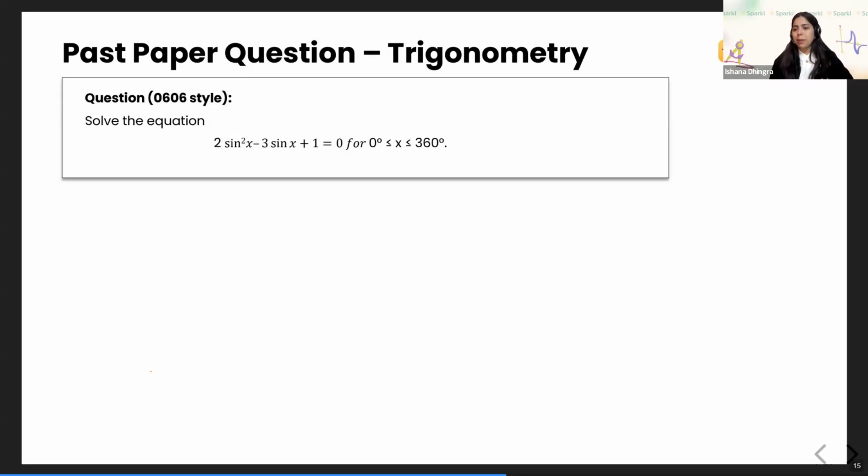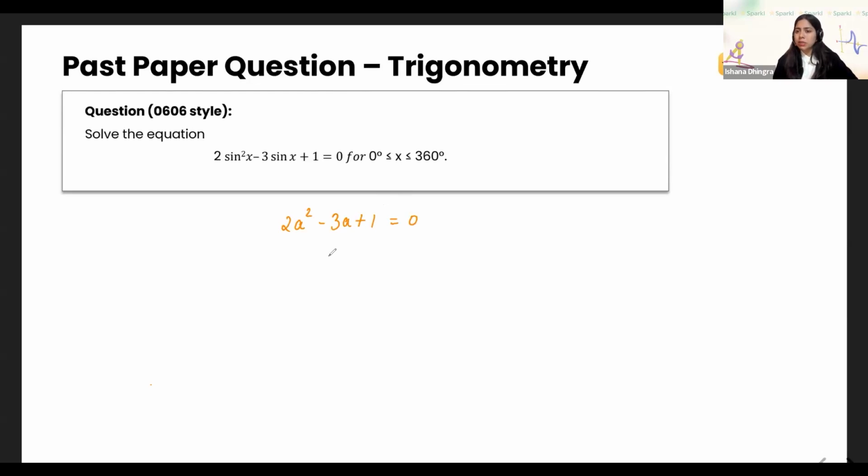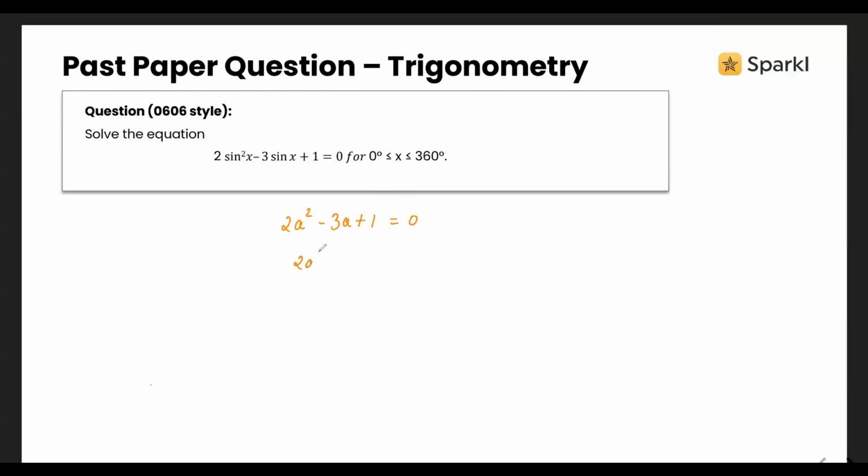What will be the next step, anyone? Quadratic equation. Yes, you will get a quadratic equation. So let us try to write that quadratic equation. Can anyone help me with the splitting part? 2a square minus 2a minus a plus 1. Okay, so that's 2a minus, yeah.